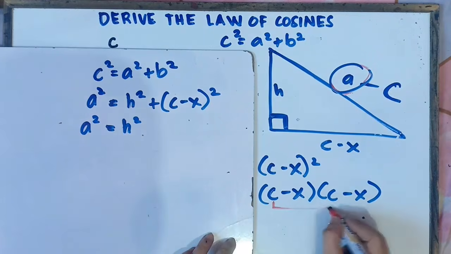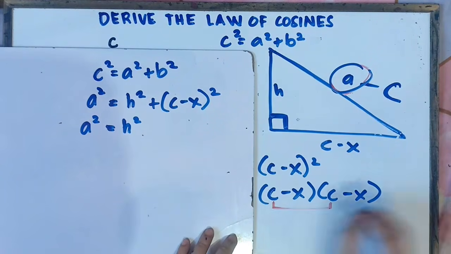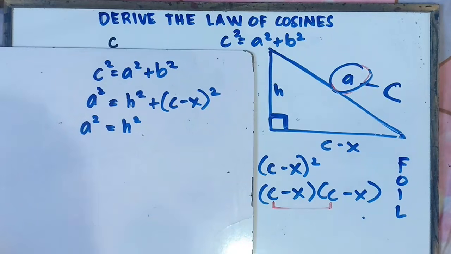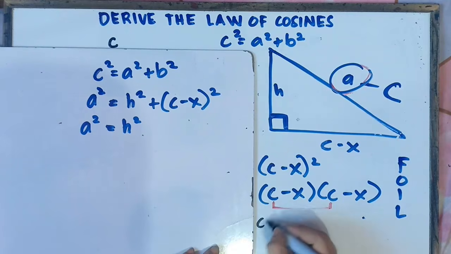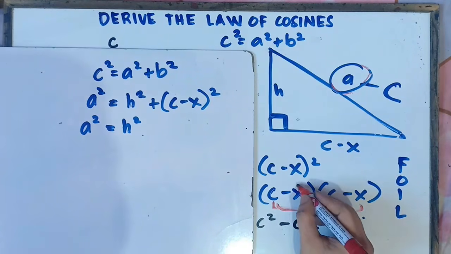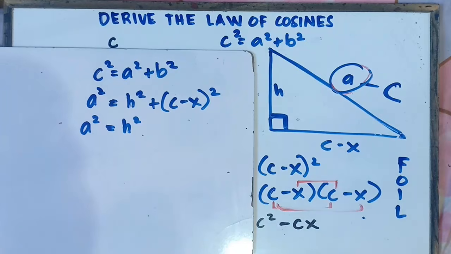So this will be C times C. That would be C squared. First, outer, inner, and then last, C times C, that would be C squared. So this will be C squared. Alright, and then outer, C times negative X, that would be negative CX. Alright, and then inner, negative X times C. So that would be negative CX. Once again, negative times positive is negative. C times X, that would be CX.